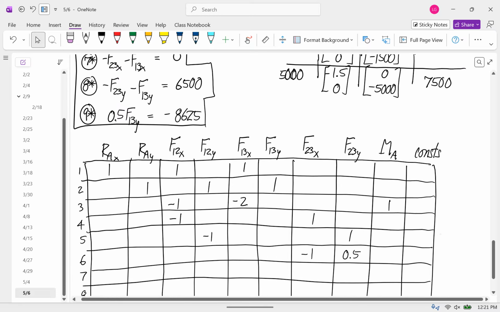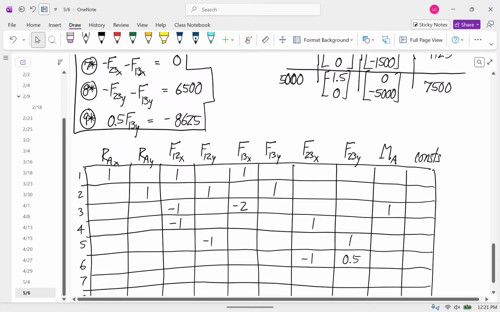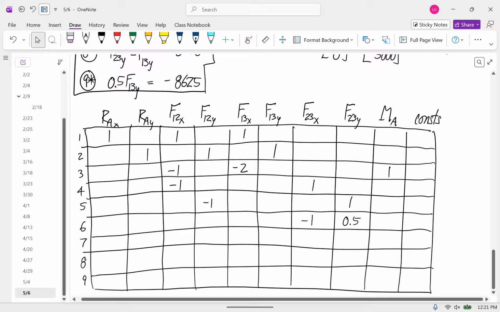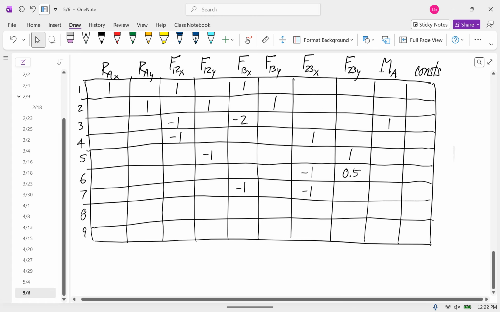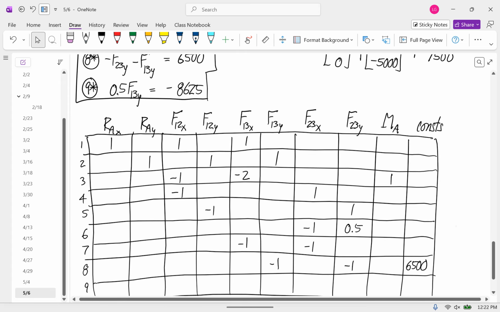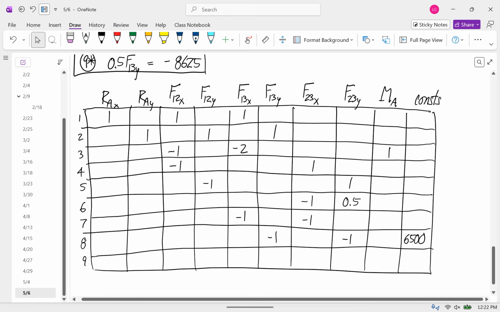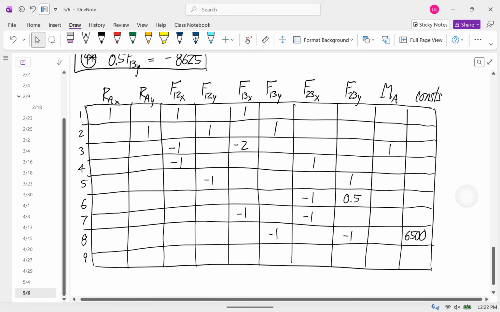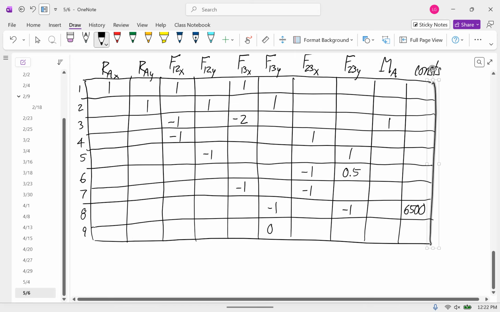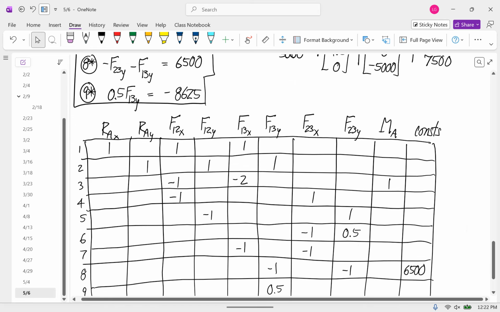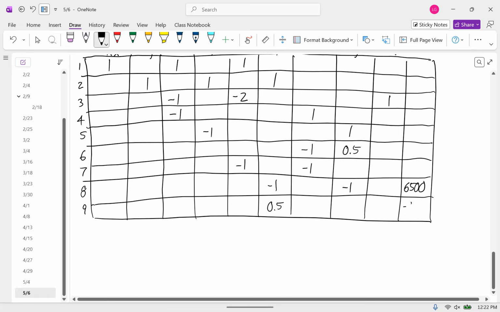And then the last three, F23X is -1. F13X is -1. And then you have the y components of those, and you also have a constant of 6,500. And then F13Y is 0.5, and the constant is -8625.